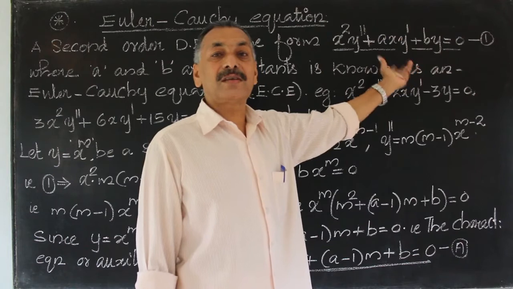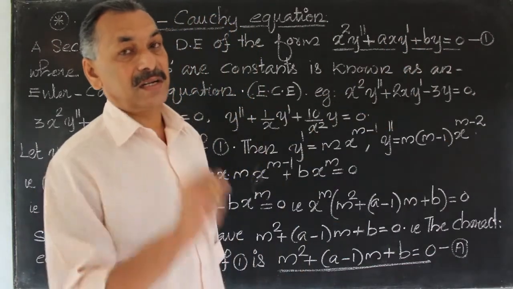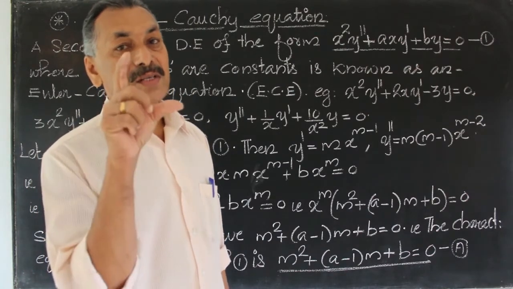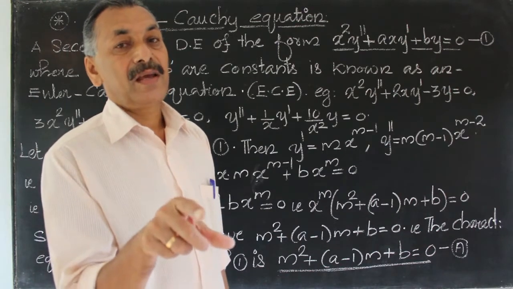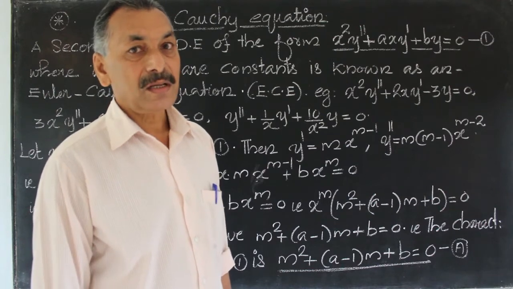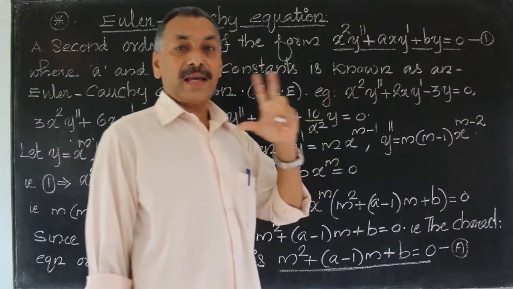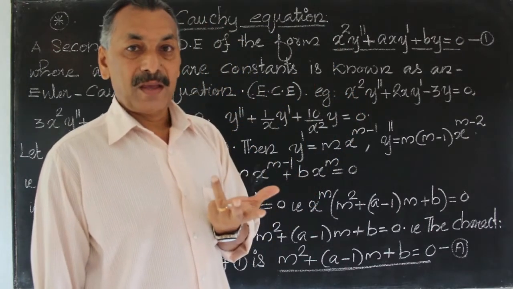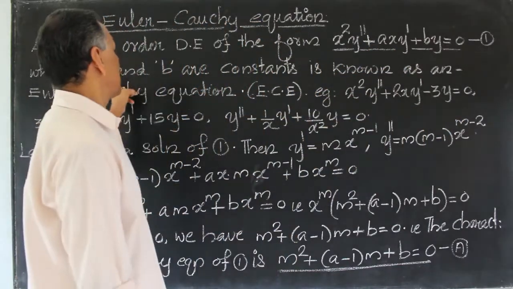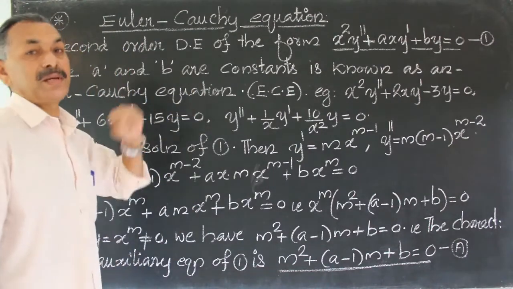That is, axy' like 2x, 3x, 4x, 5x. What is the coefficient of y? It is a constant. Coefficient of y' is a function of x, and the coefficient of y'' is a function of x squared, that is, x squared. It must come exactly in this form: x squared y'' + axy' + by = 0, where a and b are constants, is known as an Euler-Cauchy equation.